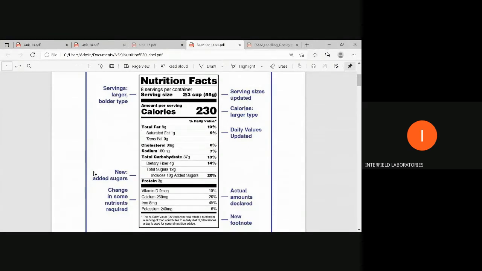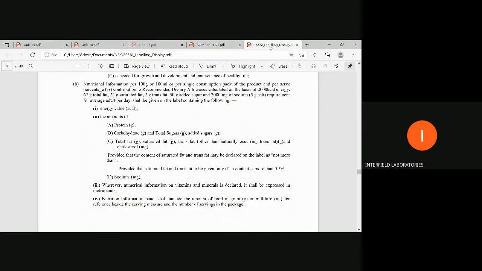And as per FSSAI, these are the mandatory information to be given on the nutritional label, that is energy value or the calorie, protein, carbohydrate, total sugar, added sugar, total fat, saturated fat, trans fat, cholesterol, then sodium. So the level of these nutrients, around 10 nutrients, should be given on the nutrition label as per FSSAI, which is the Food Safety Act in India.